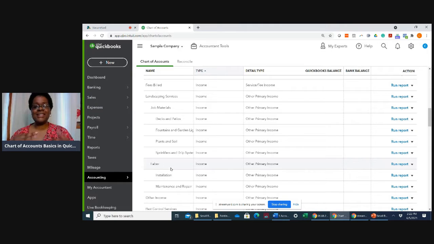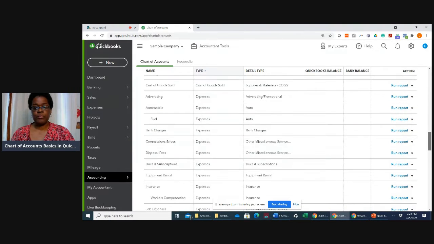So as you can see, this is how you want your chart of accounts to be set up, particularly when it comes to income. Once again, if you offer more than one product or service, you want your income broken out. Why? Because you want to know where your money is coming from. What service, what product is generating the most revenue? What's generating the least? So then you can go back and work on the strategy. So that's number one, income.